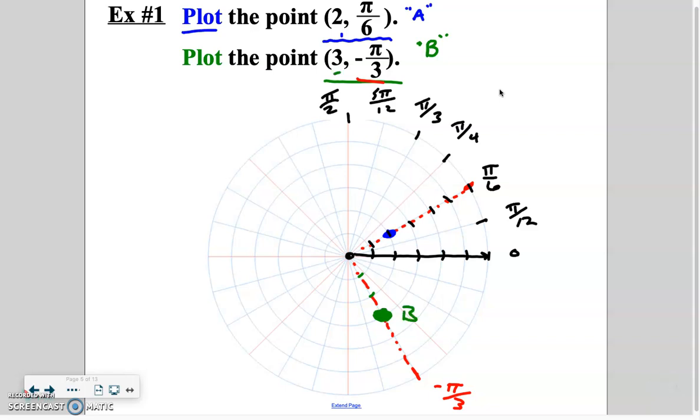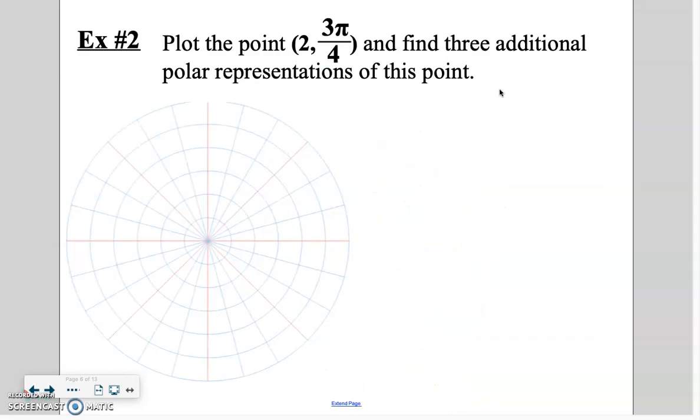Now, question for you. Could we have gone the other way? Meaning, could we have started on the polar axis, counted out 1, 2, 3, put a point there, and said, all right, I've got to rotate this negative pi over 3 and rotate it to the exact same spot? Absolutely, we could have done it that way. Really, 100% personal preference. Whichever way you like doing it, you do what you need to do. Okay? So that's going to lead us to the next type of problem.